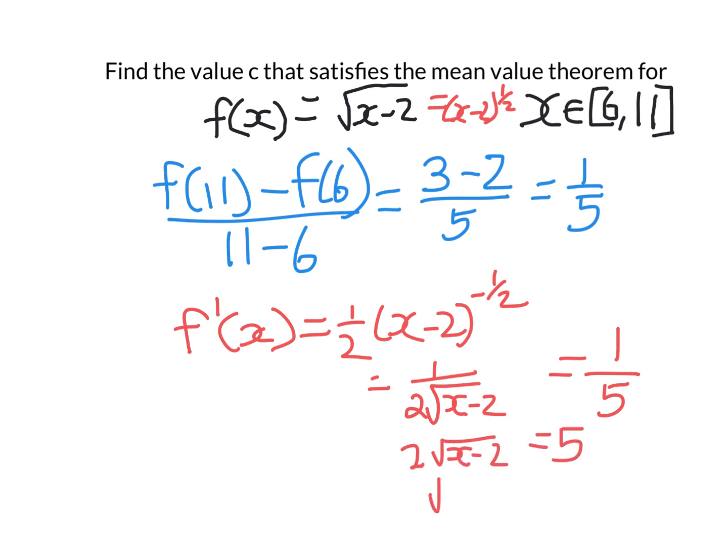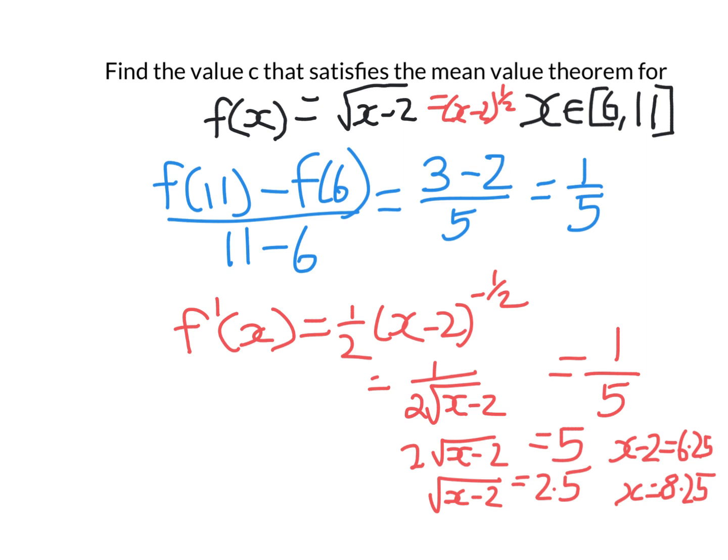Divide each side by 2, we get square root of x minus 2 equals 2.5. Now we're going to square both sides. We get x minus 2 equals 6.25, x equals 8.25. So at x equals 8.25, the gradient of the tangent is 1/5, which is equal to the gradient of the secant that passes through the curves at the points (6, 2) and (11, 3).